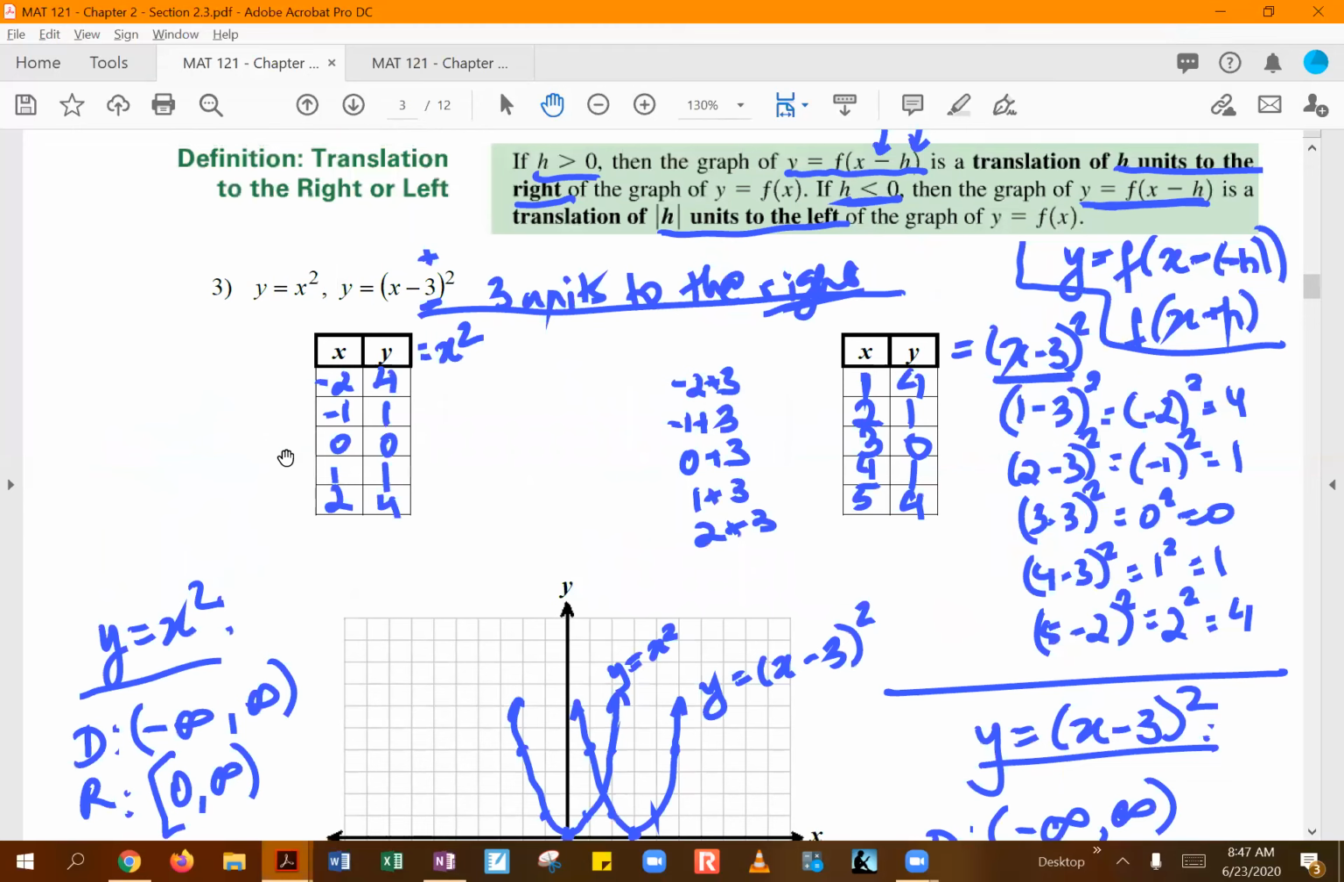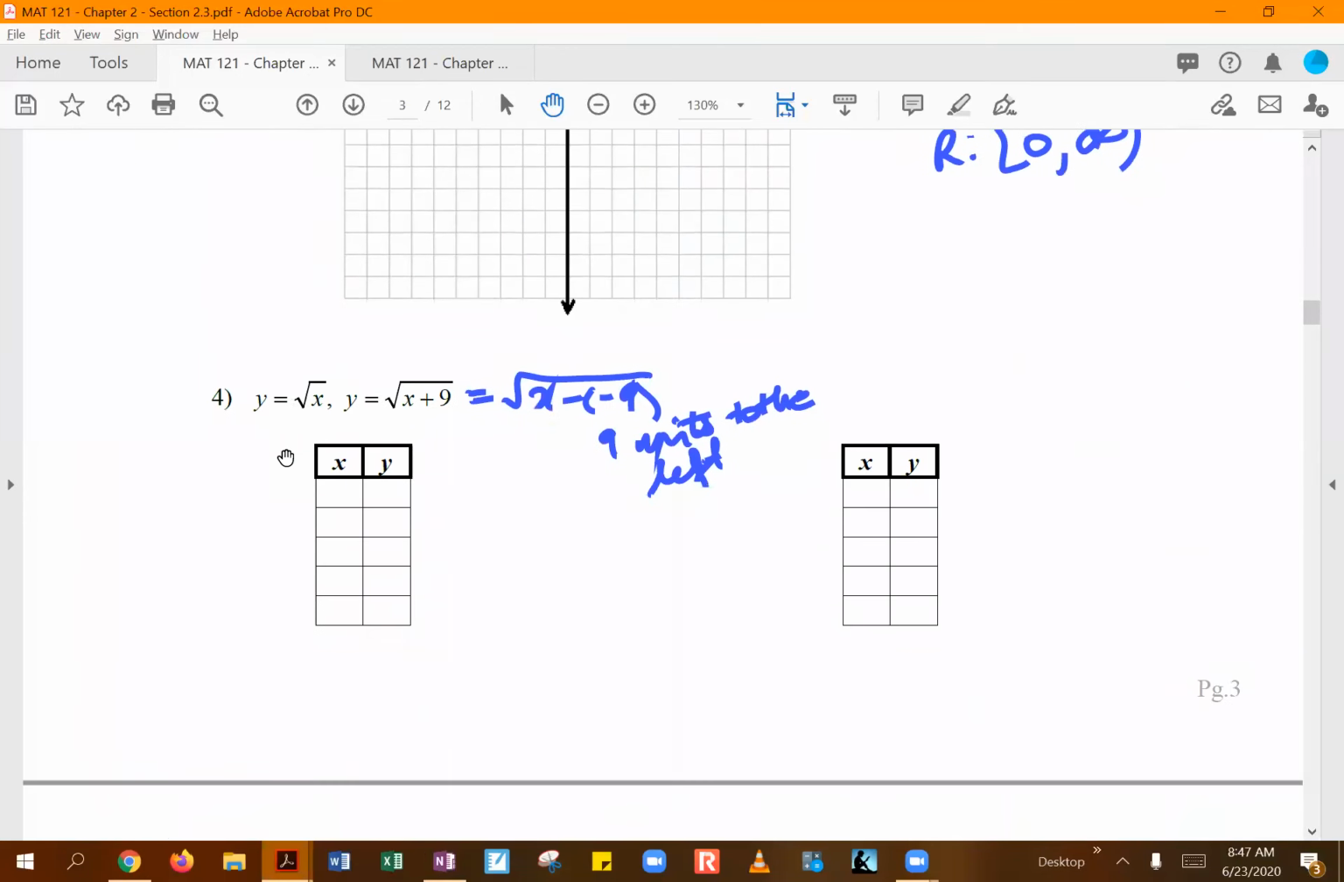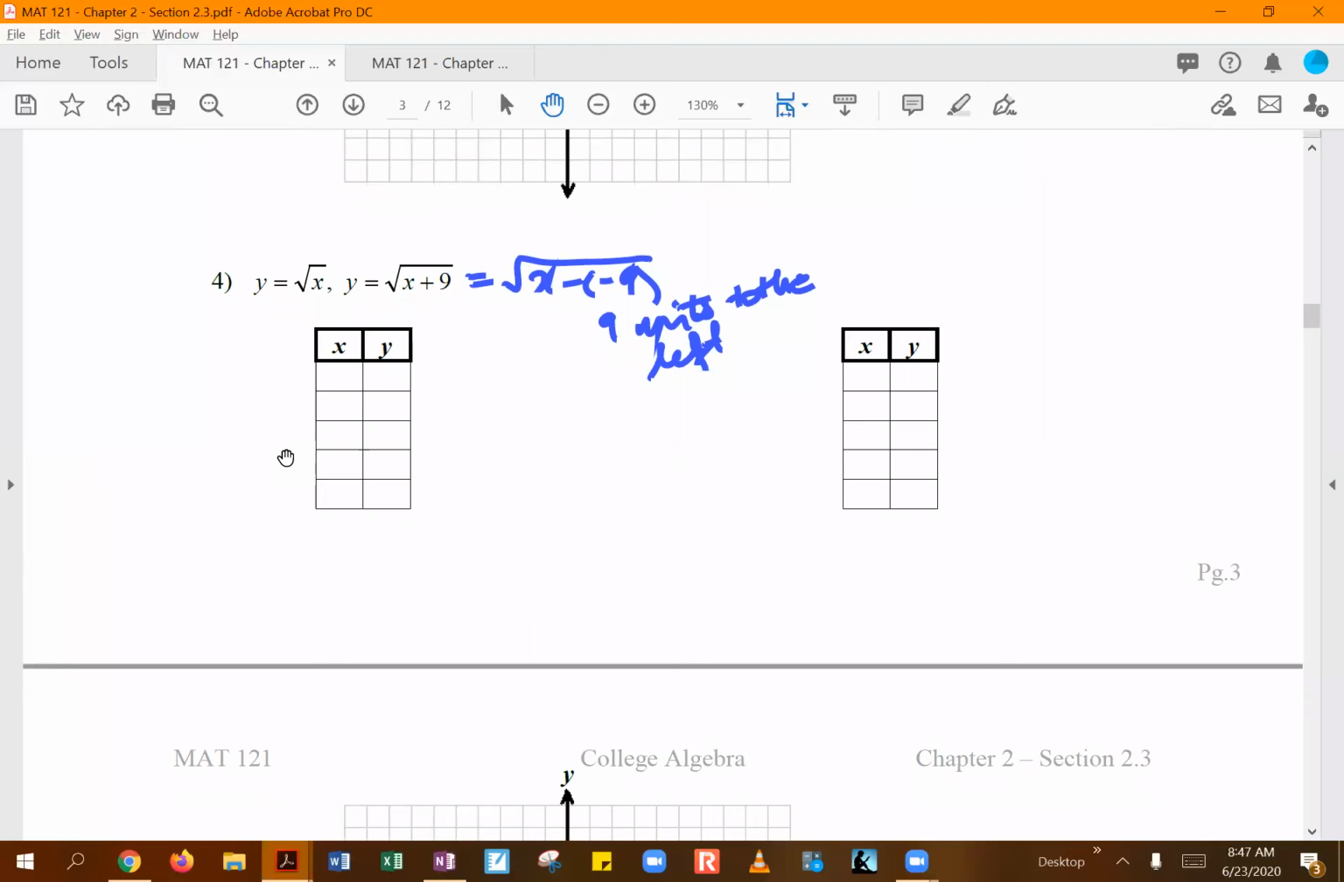So this was seeing what happens when your graph moves to the right. Now let's take a look at the second example where our graph will be moving to the left. And as I was explaining it to you before, since you have x plus 9 here, that technically means we have x minus negative 9, and it's these two negatives that makes this a positive. And since this is a negative 9, that's why we know our graph will be moving to the left.